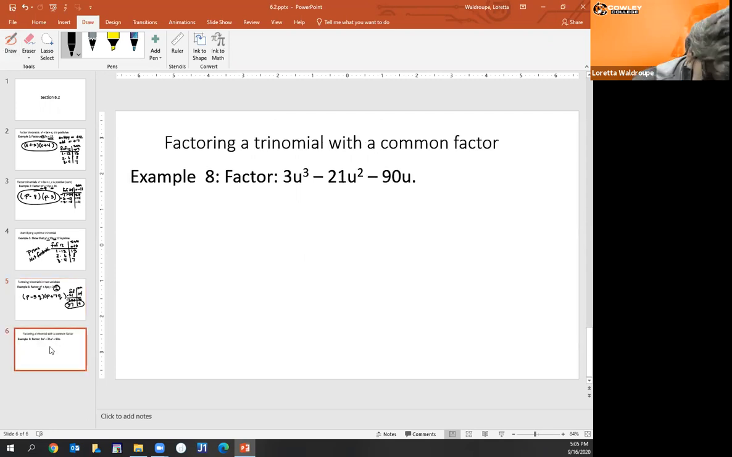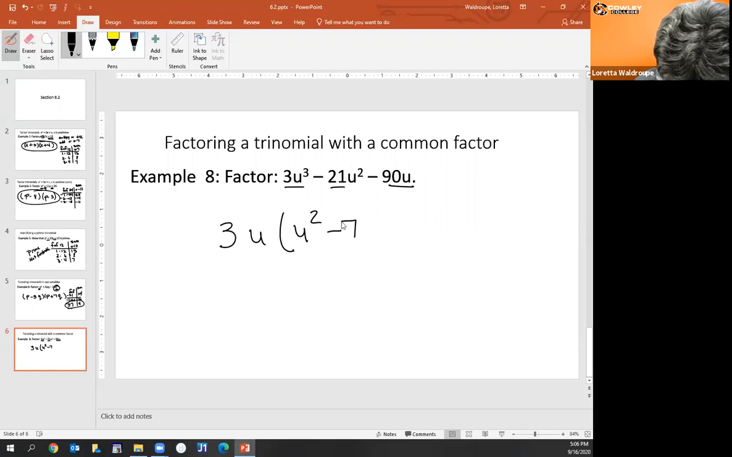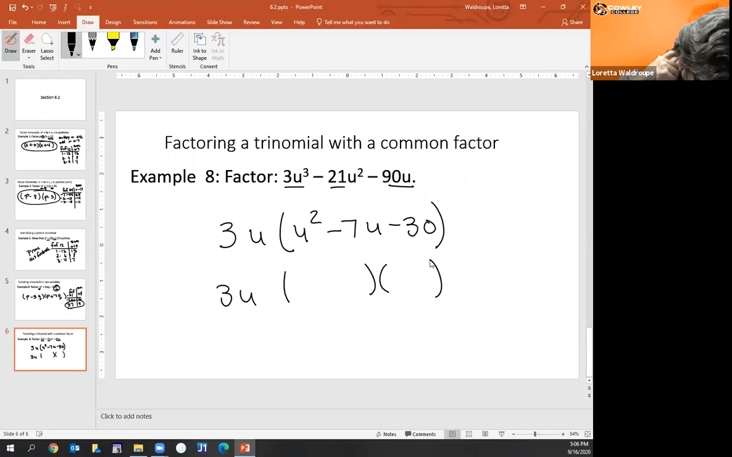One more. You always want to look when you start to factor to see if there's something in common first. So if I look here, I see there's a 3 and a u in common. So divide by 3, take out a u. Divide by 3, take out a u. Divide by 3, take out a u. So 3u is still part of my answer. And since this is a u squared, I know it's going to be u and u. Since this is a negative, I know I want one of each sign.